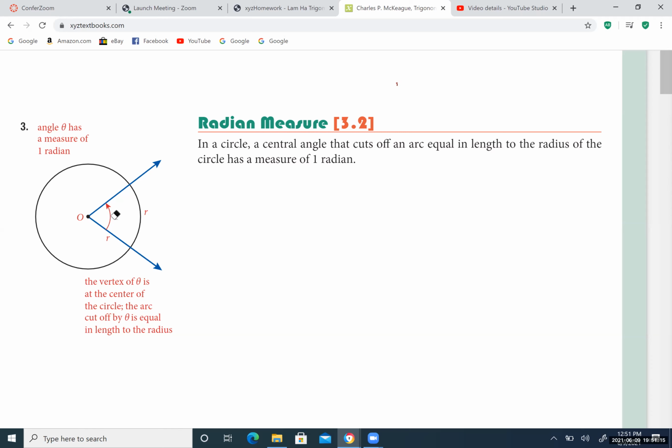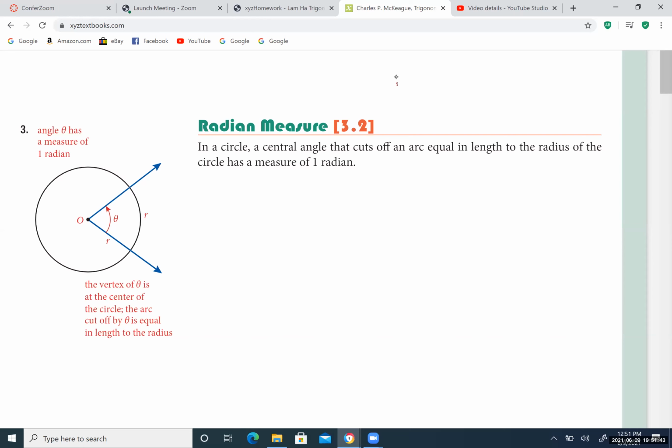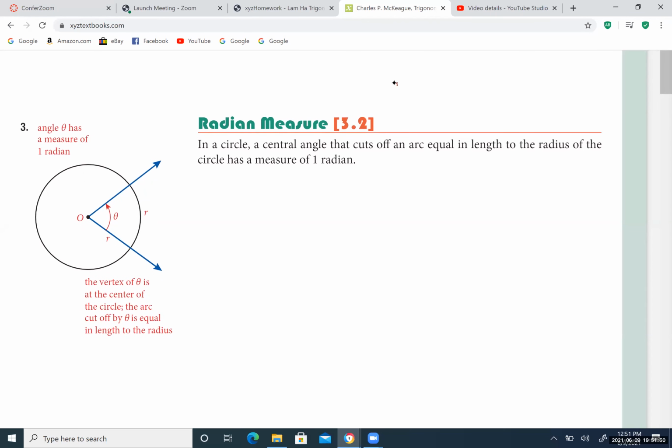In a circle, a central angle that cuts off an arc equal in length to the radius of the circle has a measure of 1 radian. This is the definition all the time. When we have the central angle that cuts an arc, the arc right here has equal length to the radius. That's the geometry you should know.